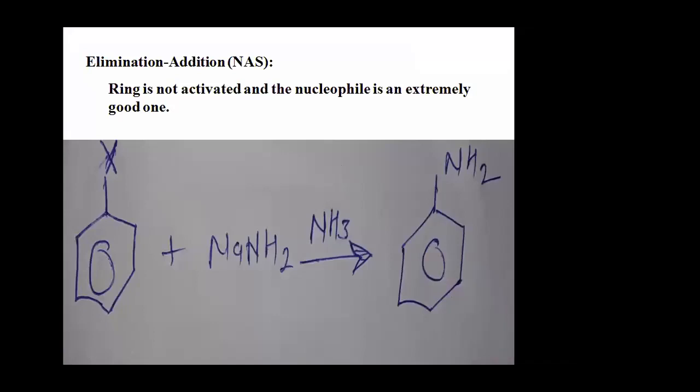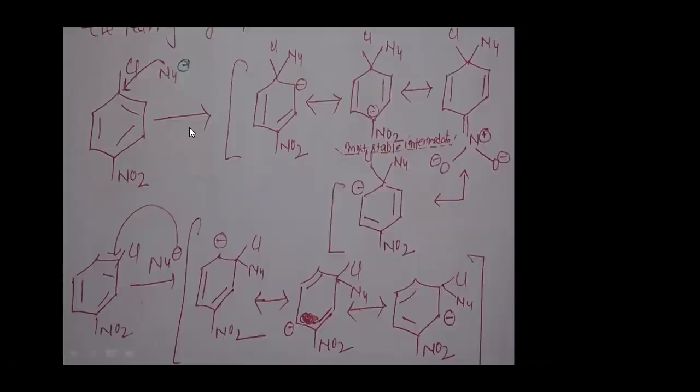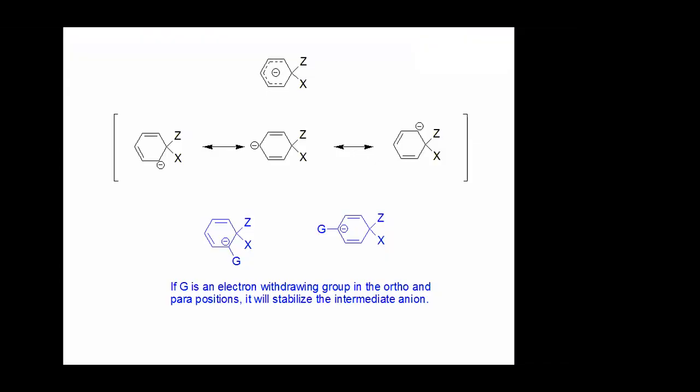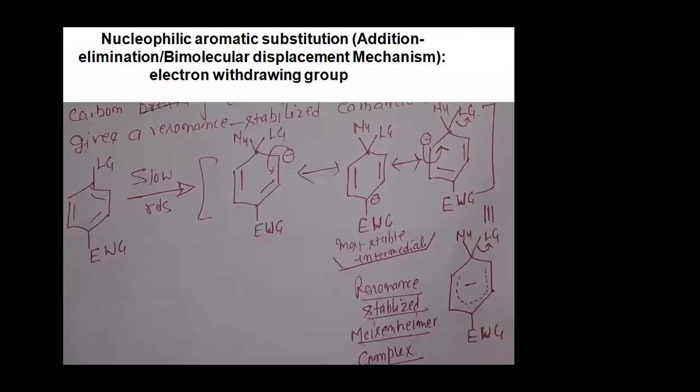Now after that we had a discussion on elimination addition reaction, right? In nucleophilic aromatic substitution reaction, the first type of mechanism is called addition elimination, and the second is called elimination addition. This is called addition elimination mechanism, because in the first step there is addition and in the second step elimination, right?